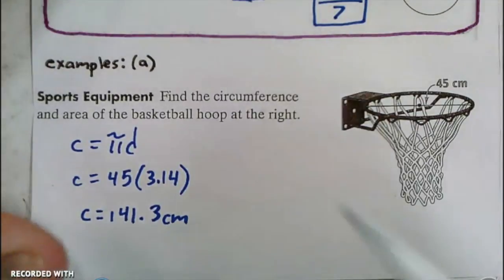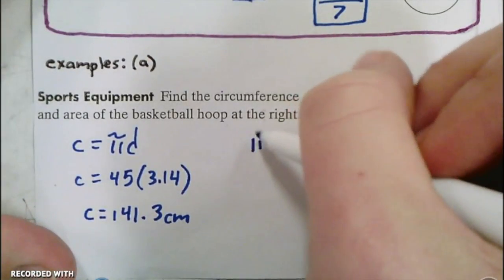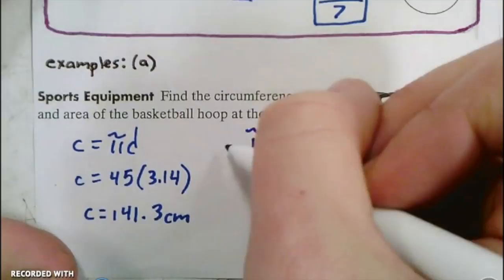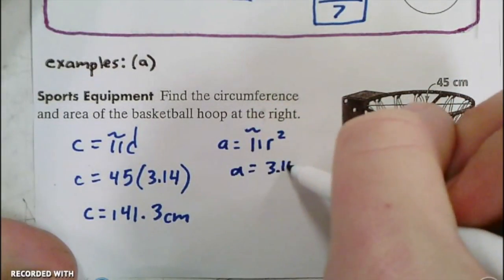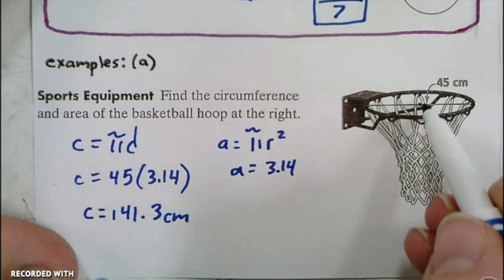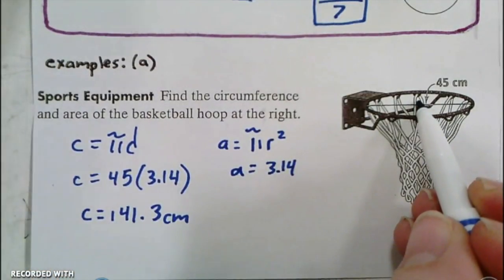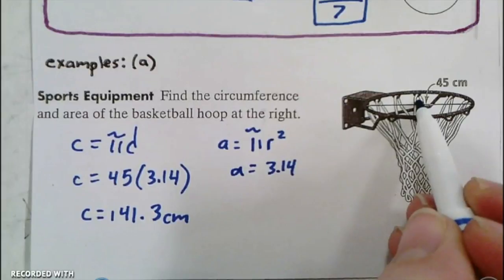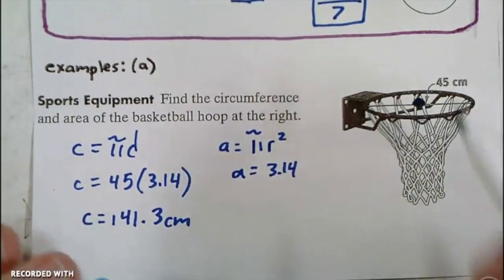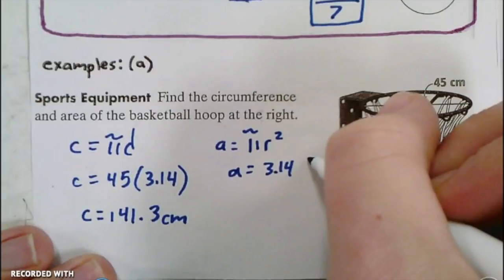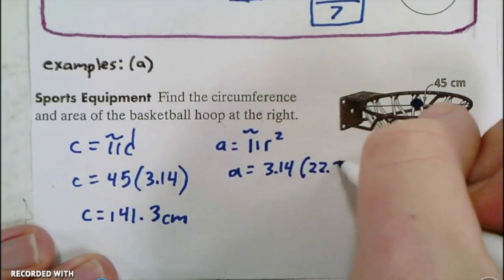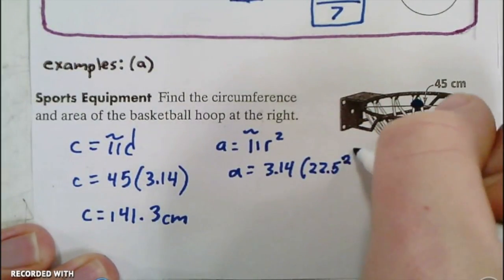Okay? Pi r squared for our area. So I have 3.14 times the radius. To find the radius, what do I need to do? I need to divide 45 by 2 because the diameter is the whole way across. So dividing that by 2 gives me 22.5, and I'm going to square that.